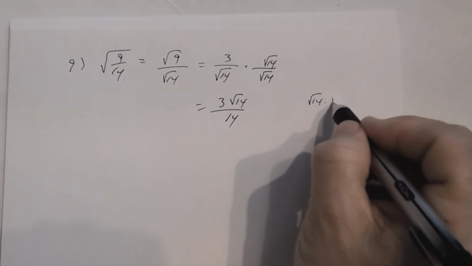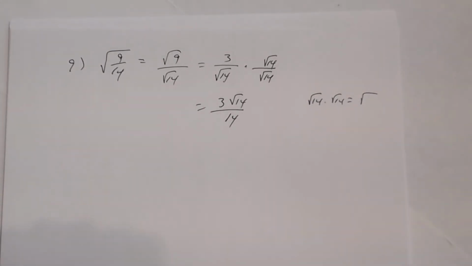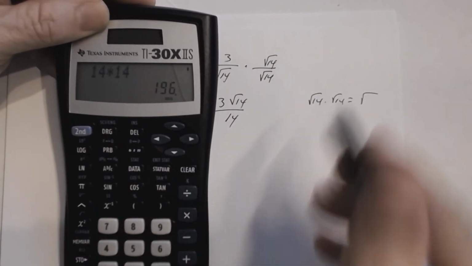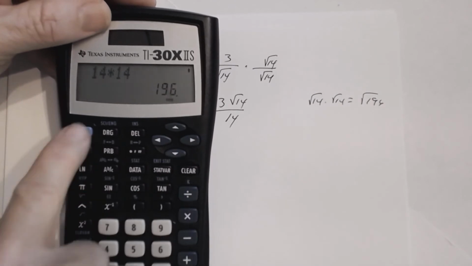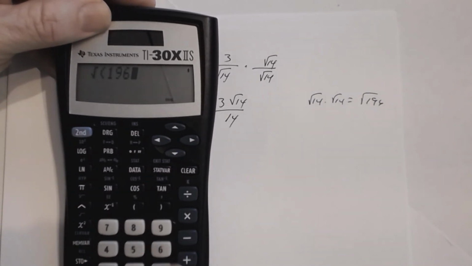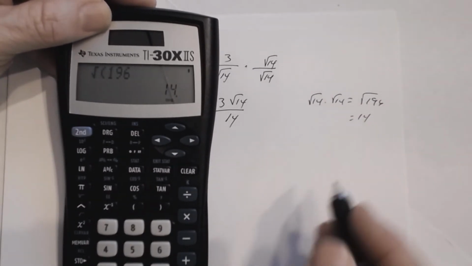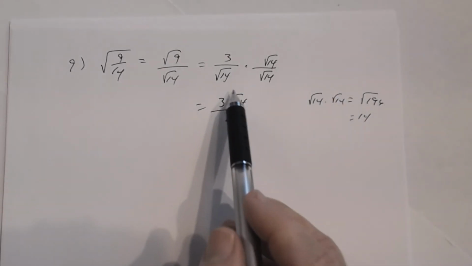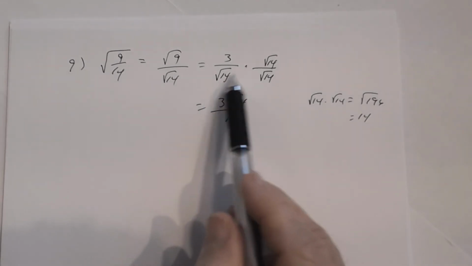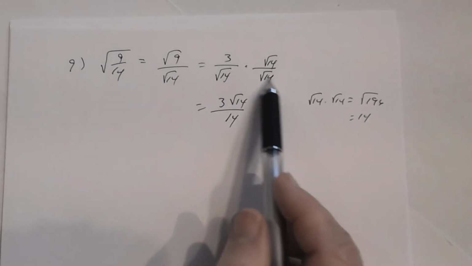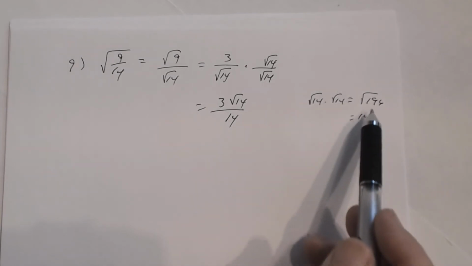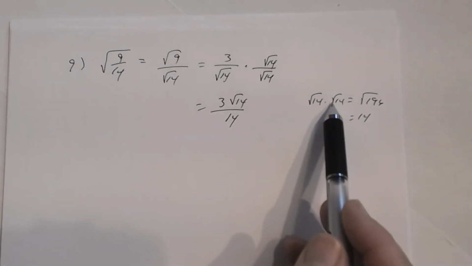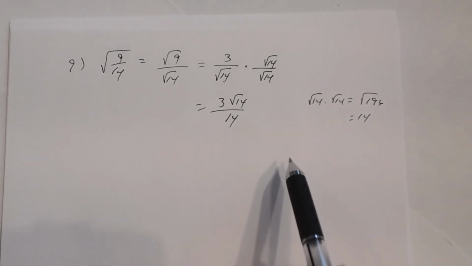All right, if you didn't, you would have said this. Square root of 14 times the square root of 14 is the square root of, and then 14 times 14 is 196. And then if you take the square root of 196, you get 14. Okay? So just remember what you've learned in the past, so you don't have to do all this. You know that the square root of 14 times the square root of 14 is going to be just the radicand 14, because that's how you ended up with 196 by multiplying 14 by itself.